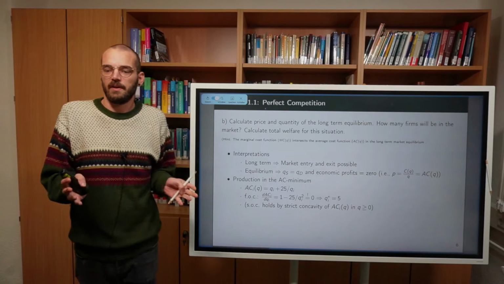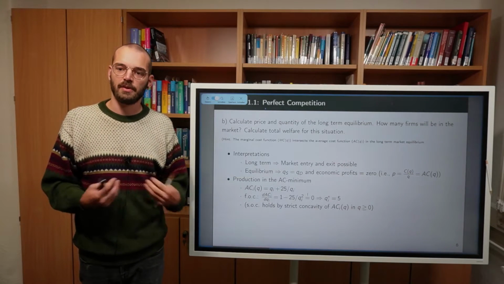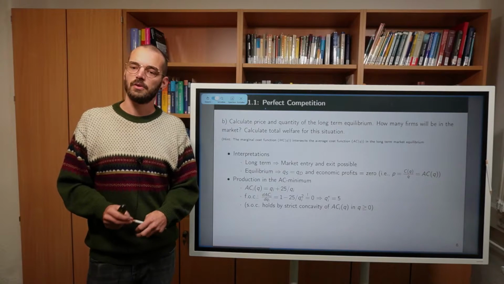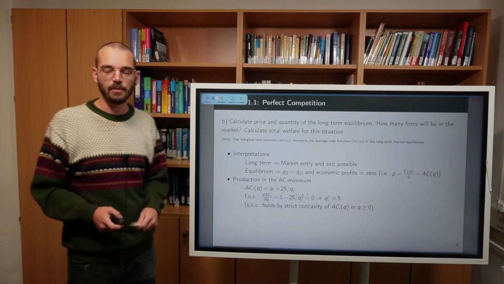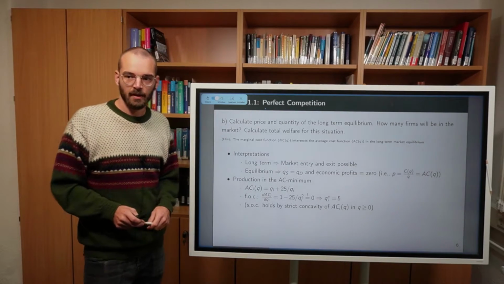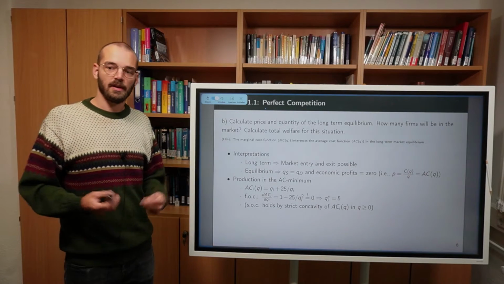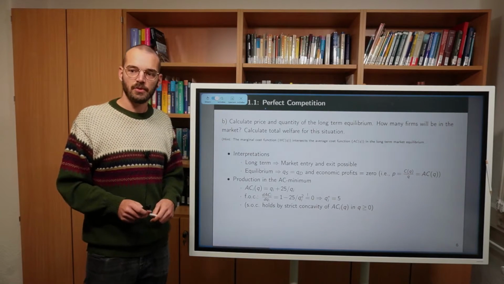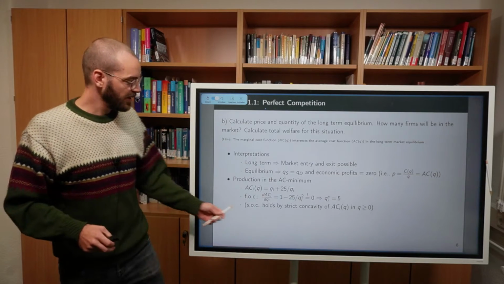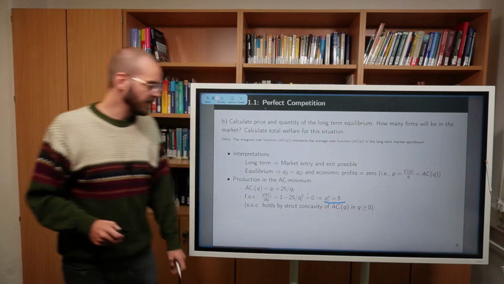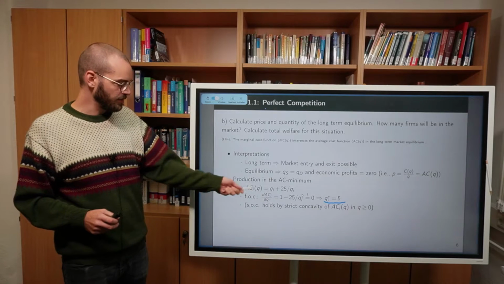And of course, in order for the first order condition of this minimum to hold, this expression needs to be equal to 0. Well, there is only one truly feasible solution to this expression, namely the quantity must be equal to 5 in order for this minimum to be reached.